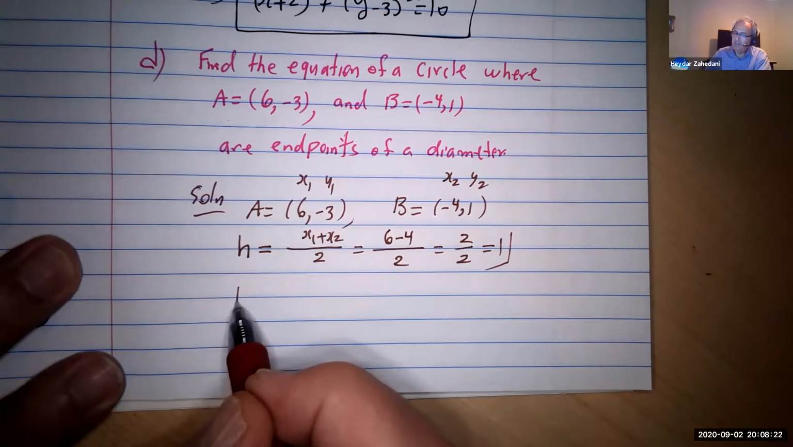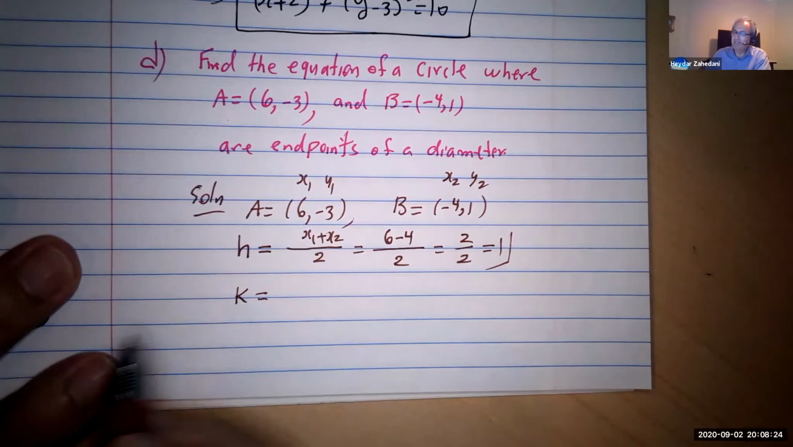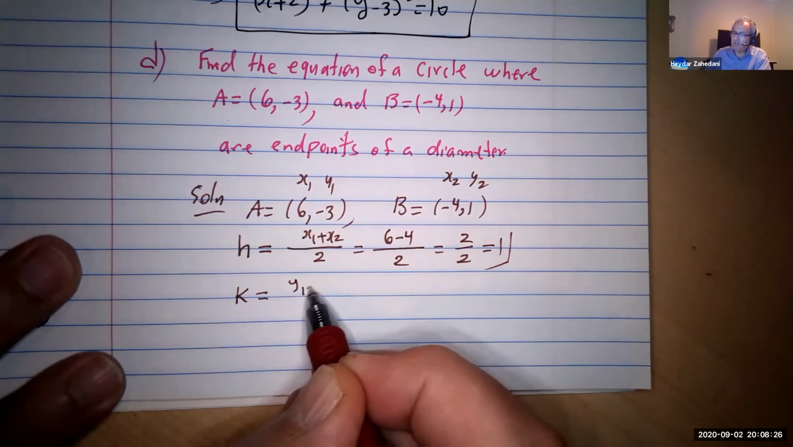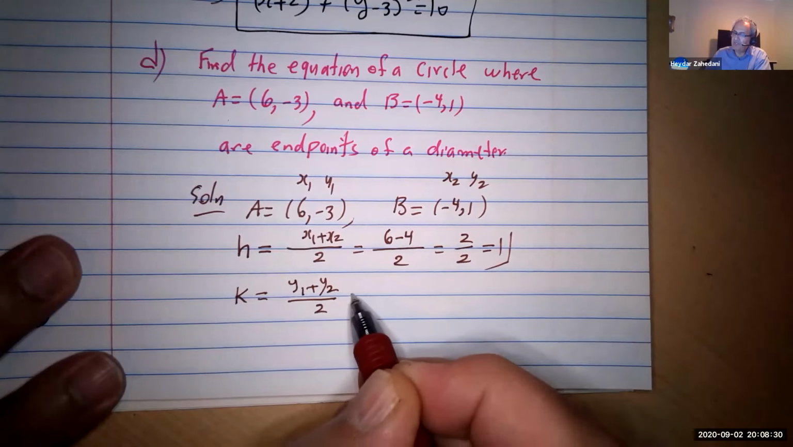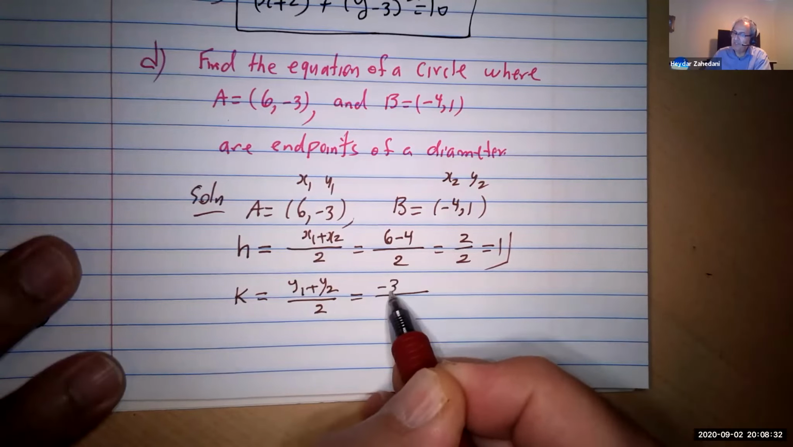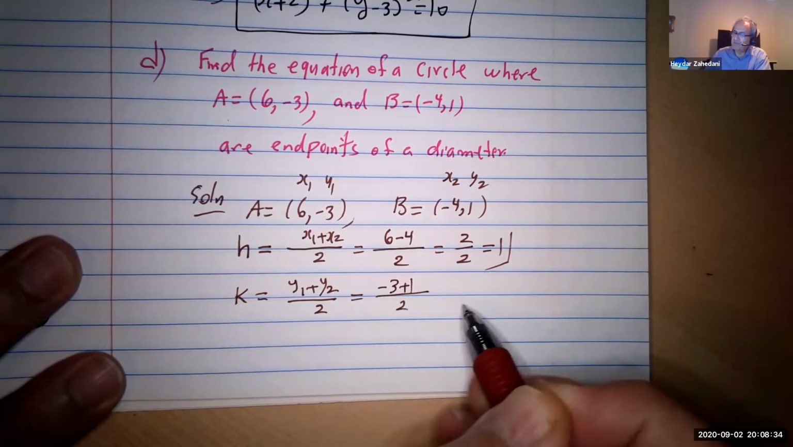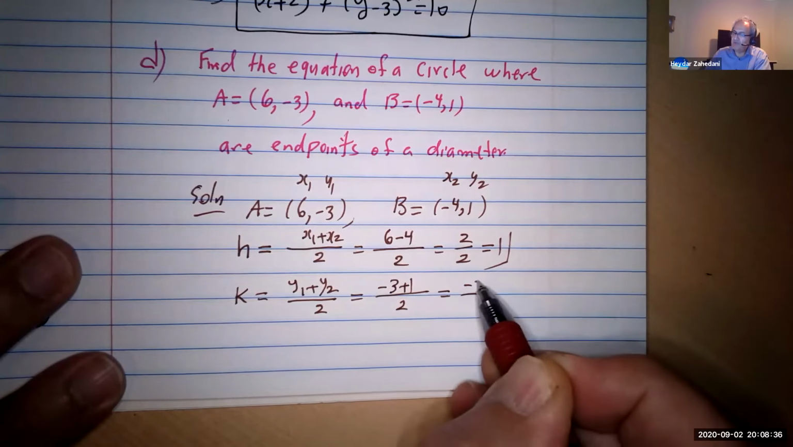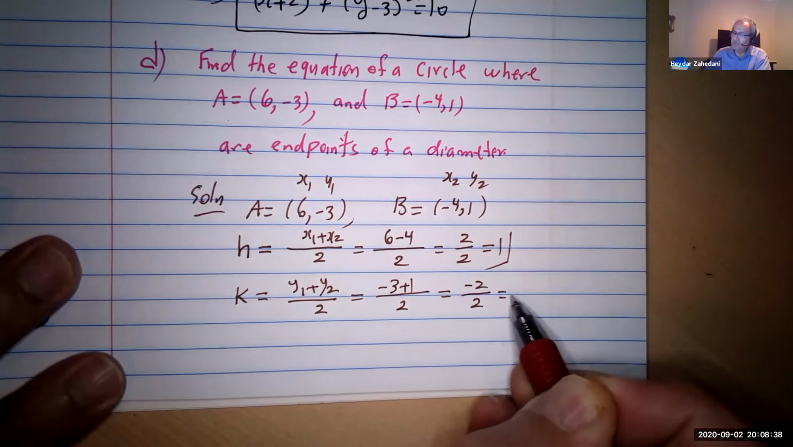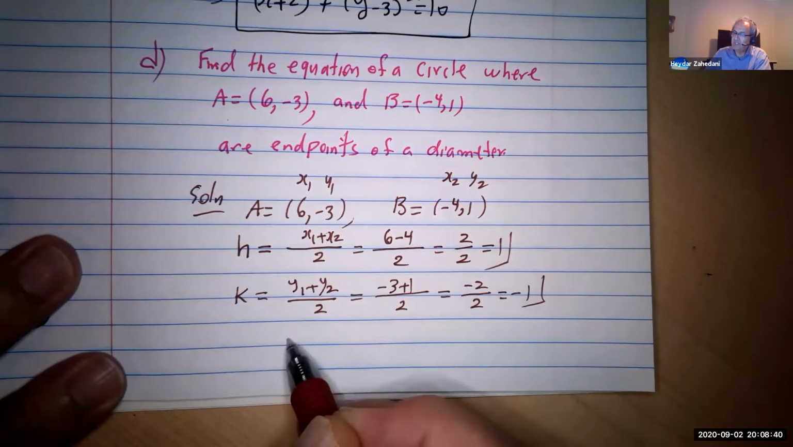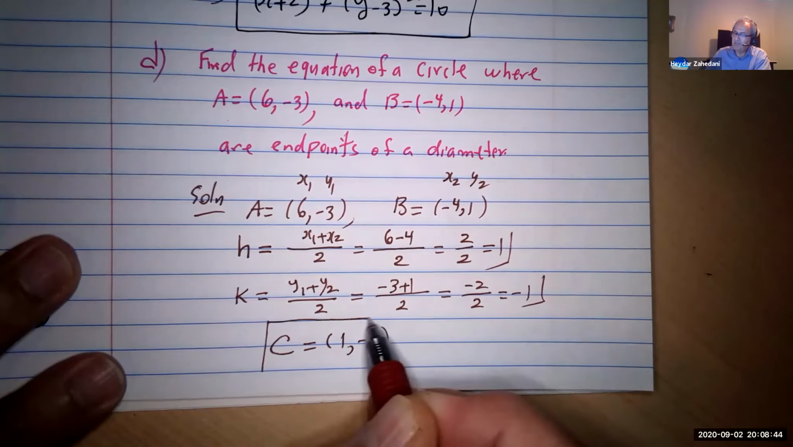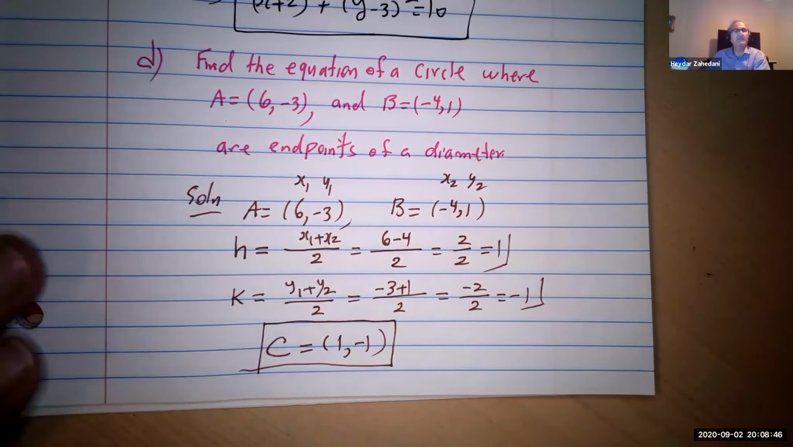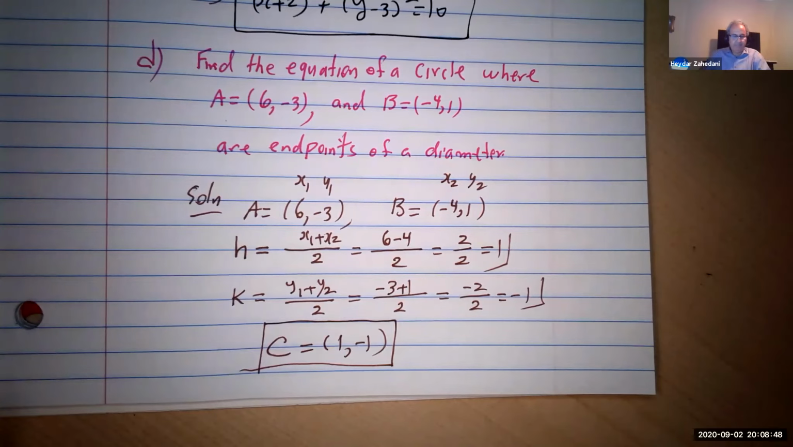K, midpoint formula again. So it's going to be y1 plus y2 over 2. So that gives you negative 3 plus 1 over 2. So that's going to be negative 2 over positive 2, negative 1. Center, 1 and negative 1. So this is going to be the center. Any question?